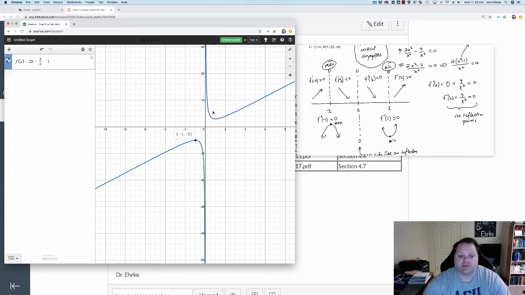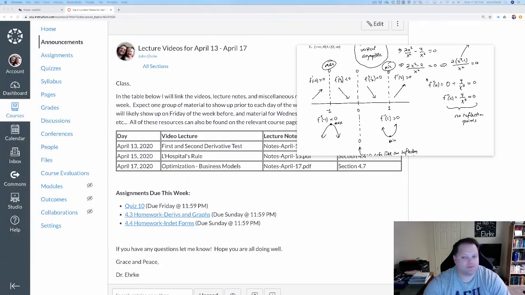Once we get past the asymptote, we're still decreasing until we get to the minimum, and the minimum occurs at 1, and then past the minimum, we're increasing again. Concavity, we are concave down. This turns down to the left of 0, and this turns up to the right of 0. So all of this fits what we have in our testing diagram. So I think we're in good shape here.